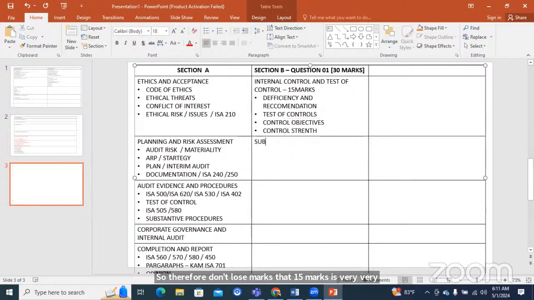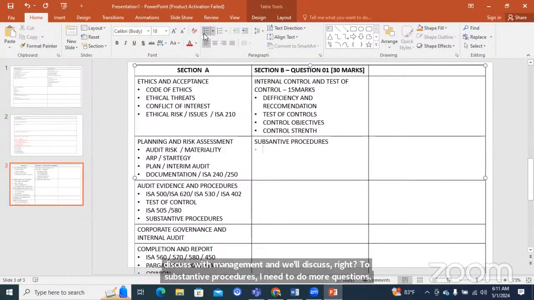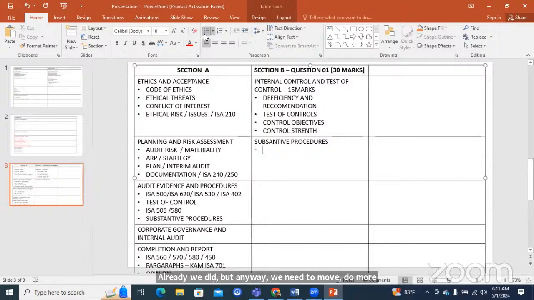Then the examiner might ask substantive procedures. I hope you all covered substantive procedures. For Indian students, I'll do some extra classes. I'll discuss with management. For substantive procedures, I need to do more questions. Already we did, but anyway, we need to do more questions, because substantive procedures are not easy for those who are not working.